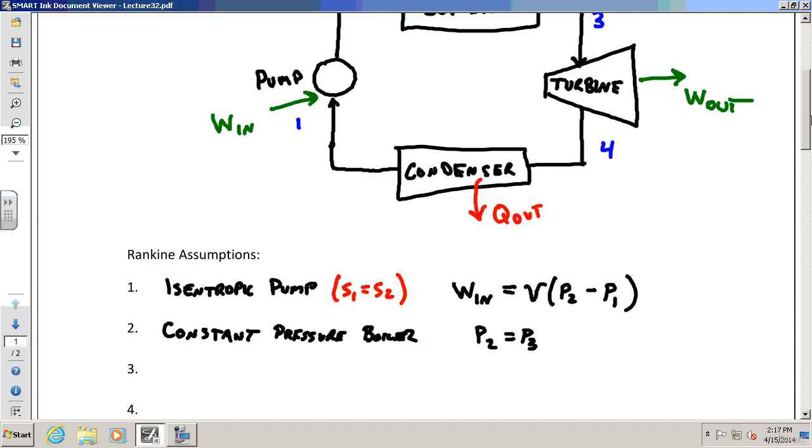That's another thing. We also assume we have an isentropic turbine. So that means that S3 equals S4, the turbine is isentropic. Now, real turbines probably aren't going to be exactly isentropic, but they can get pretty close. They can get isentropic efficiencies of 95%, so this isn't too bad.